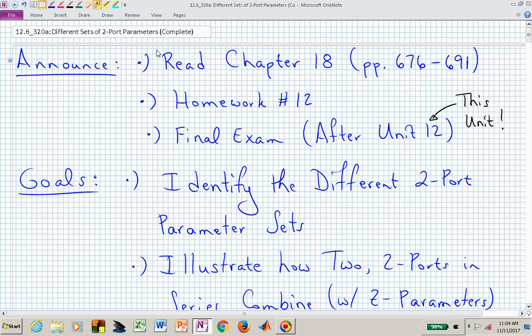Welcome back to ECE 320A. We're in Unit 12, our two-port parameter unit, and that's coming to us from Chapter 18, and we have homework number 12 and a final exam coming up after we finish this unit.